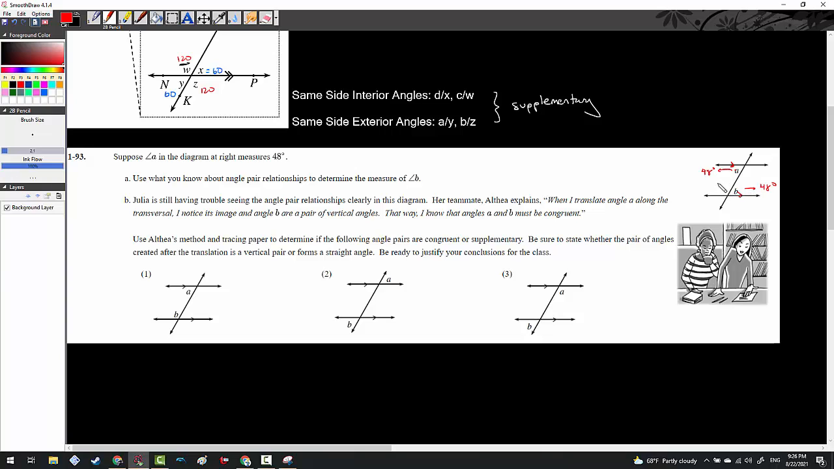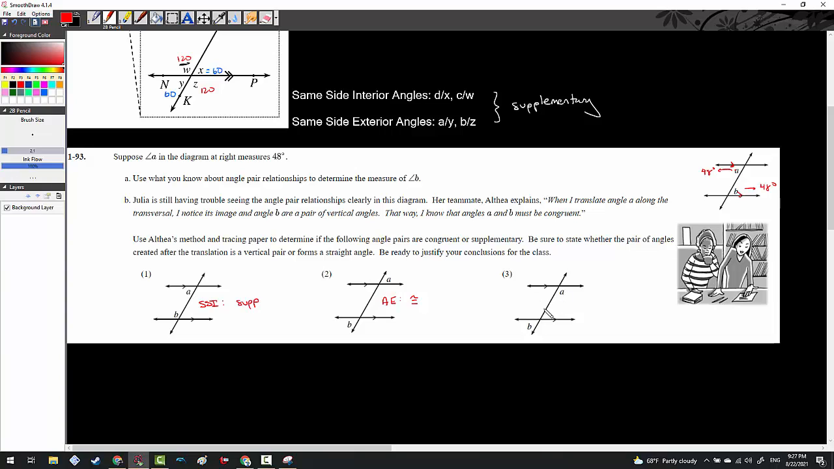So that should be pretty straightforward as long as you know the relationship. Julia is having trouble seeing the angle pair relationships, and we have Alethea explaining translating an angle. This one you're supposed to use patty paper for and really trace and see if the angle relationship is supplementary or congruent. But we know these relationships from the notes above, and so we can say that angles A and B are same side interior, and therefore they are supplementary. Angles A and B are going to be congruent, because they're alternate exterior, and that's going to be congruence.